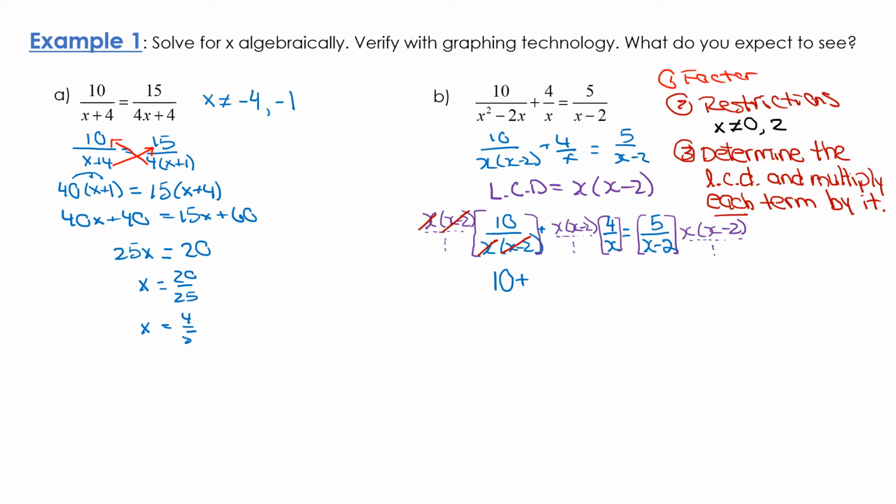plus, next, this term just has a denominator of a single x, so that cancels out. So I still have these two things to multiply together. I still have 4 times x minus 2, so I'll write that out here. I've got 4 times x minus 2. I still have to do that. Now my last piece, I have a denominator of x minus 2, which cancels with the x minus 2, so I still have this x here with this 5. So I still have to do 5 times x, which is just 5x. So we clean that up and we get 10 plus 4x minus 8 equals 5x.